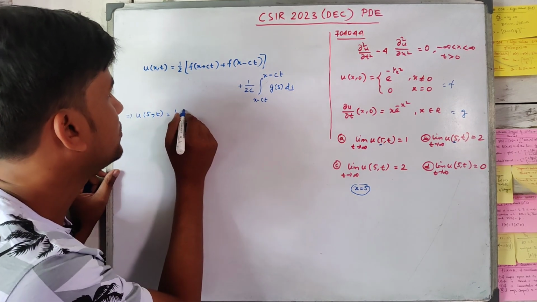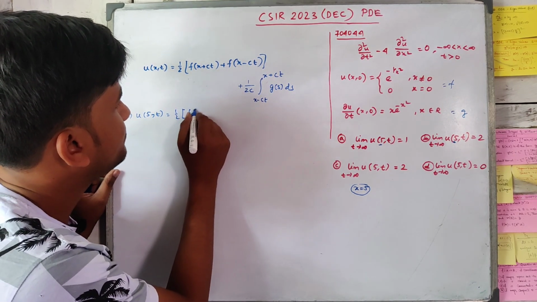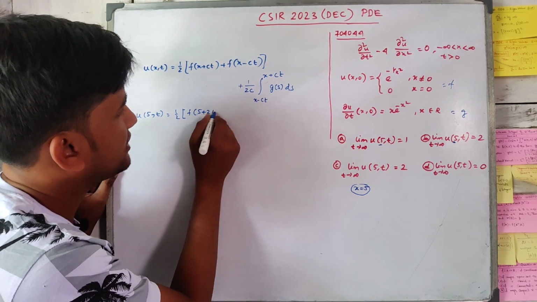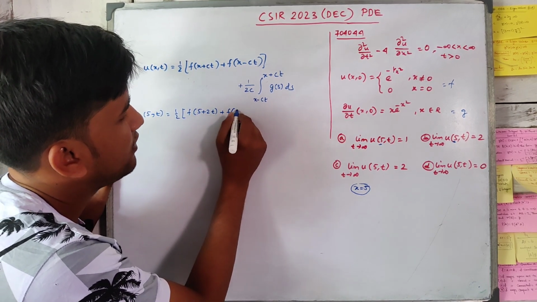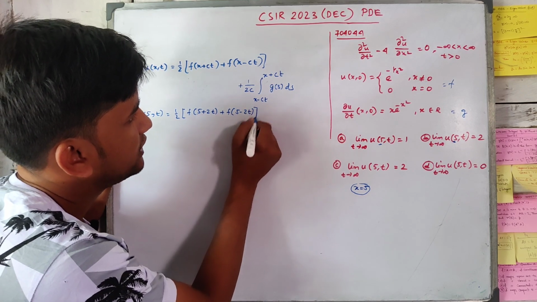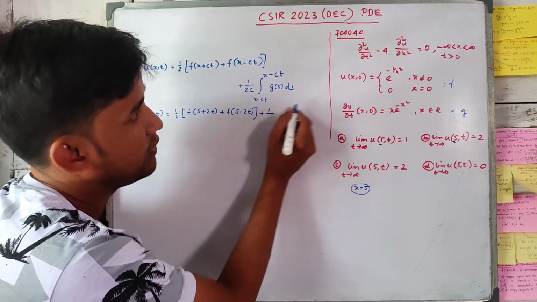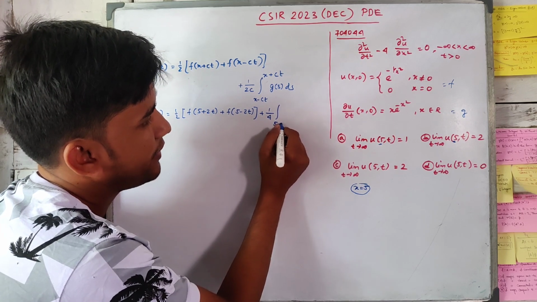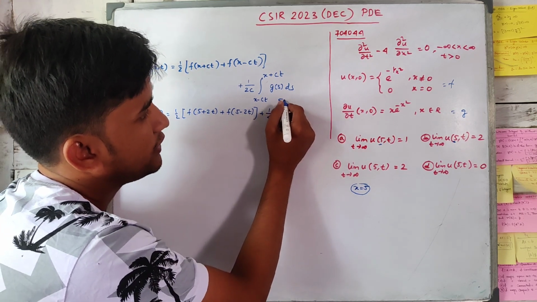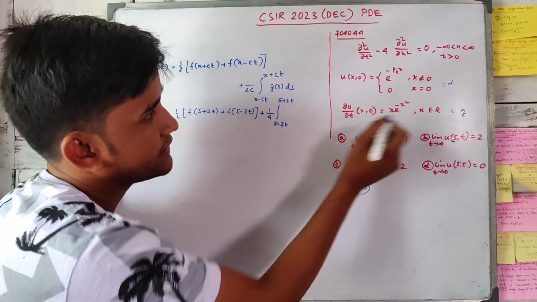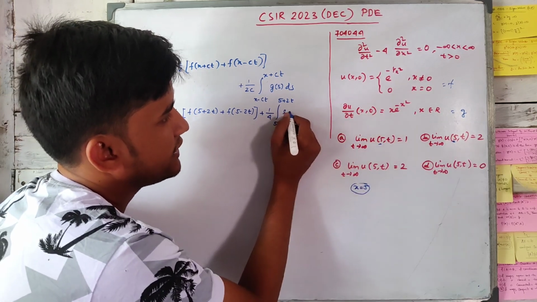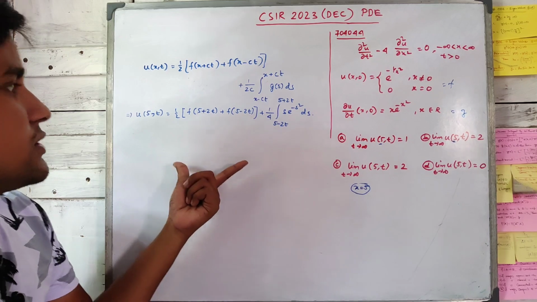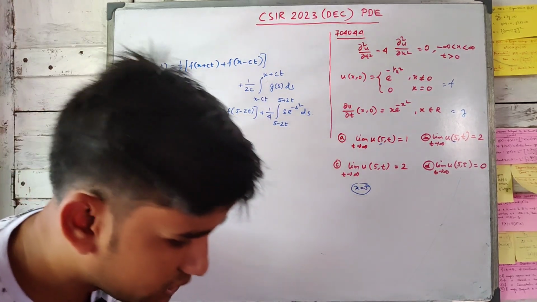So if you write u(5,t), then this is equal to half of f(5+2t) plus f(5-2t), with x being 5 and c being 2, plus 1 by c, where the value of c is 2, so 1 by 4 integration from 5 minus 2t to 5 plus 2t of g(s) ds, and g(s) is e to the power minus s square into ts. So this is our complete solution.